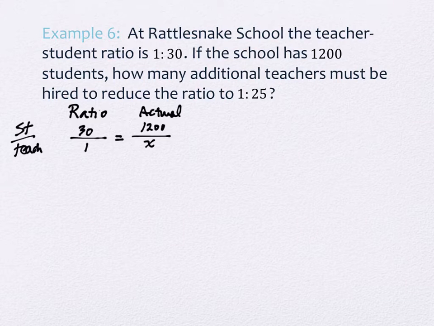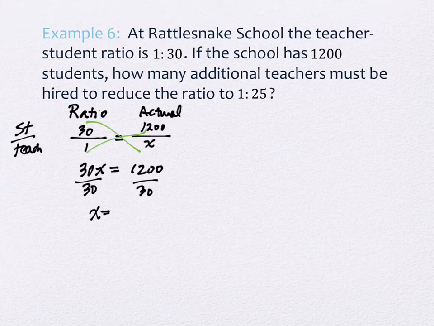How many teachers do I have right now? Because that's what I'm going to find. I'm going to have to find my actual number of teachers before I can find my new teachers I need to hire. So if I cross multiply, I have 30x equals 1,200. Right? And dividing by 30. What is my actual number of teachers in the building at the moment? There's 40. I have 40 teachers. So this is what I have right now.